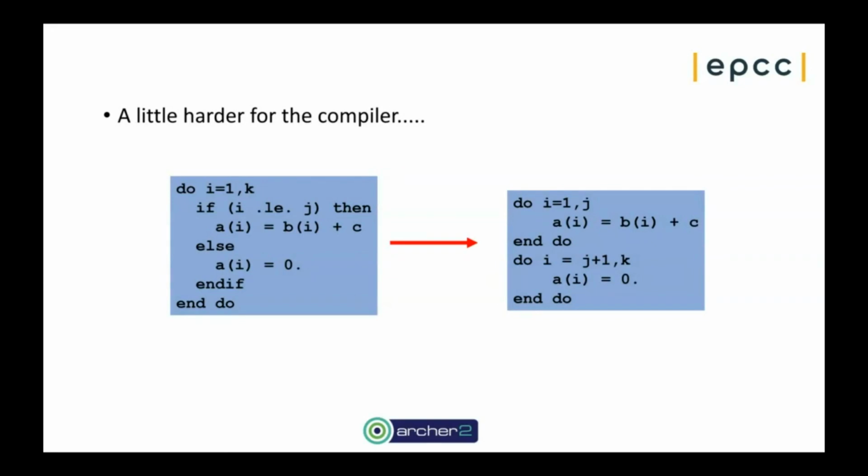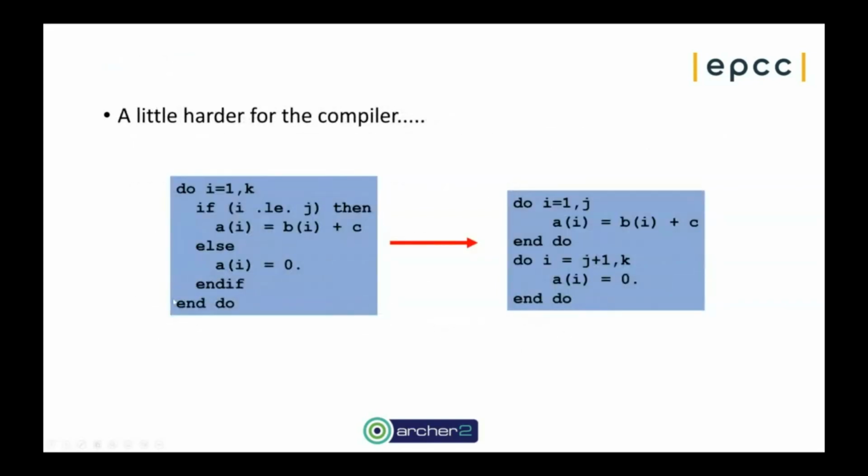Actually, we've got a conditional inside the loop. The conditional is changing as the loop goes on, but the condition that it's compared against is fixed. So J is fixed inside the loop. And so we can actually create two different loops, one from 1 to J and one from J plus 1 up to K, and we can get rid of that conditional altogether.